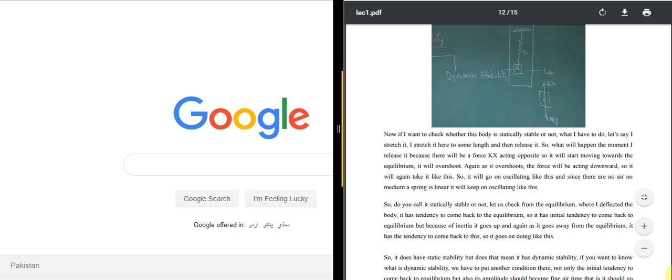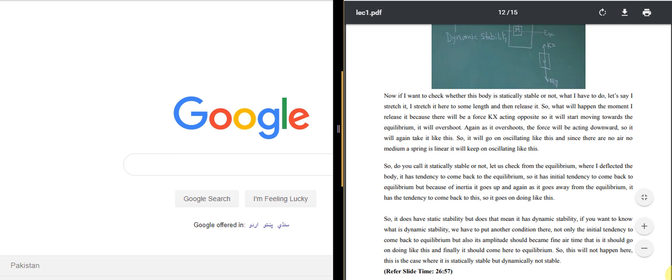Obviously inertia is the problem. Because of the inertia, it is not going to stop. It will keep on oscillating from one point to another, and that will keep on going. So it does have static stability, but does that mean it has dynamic stability?